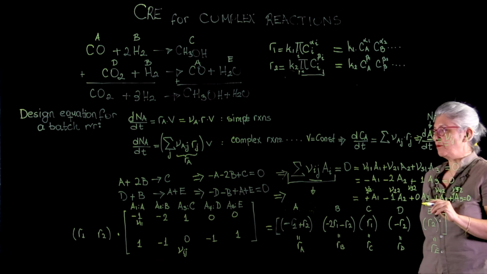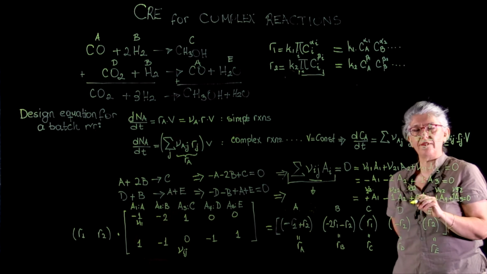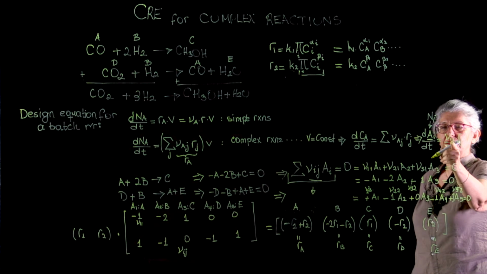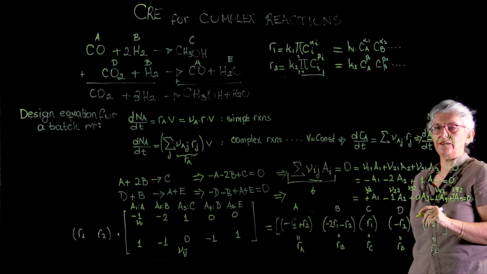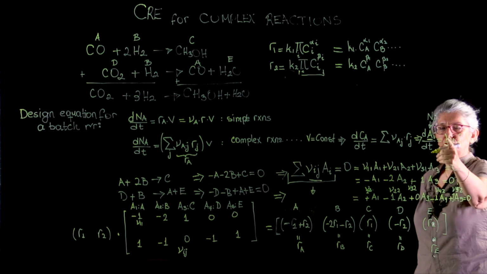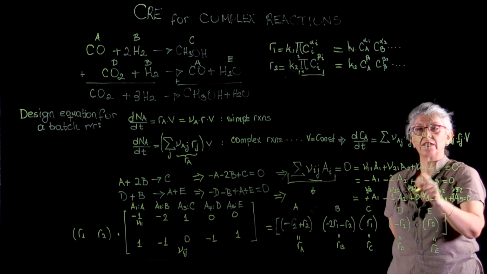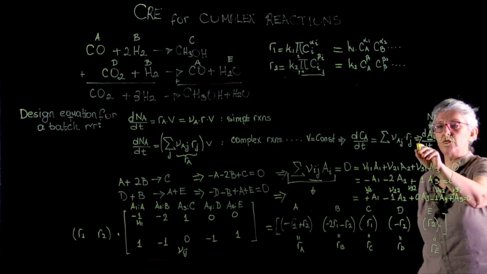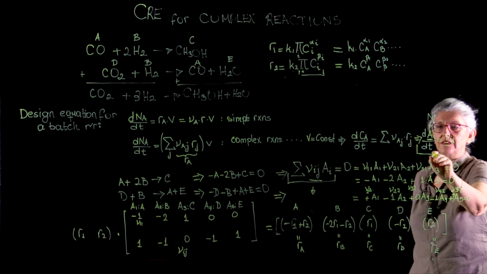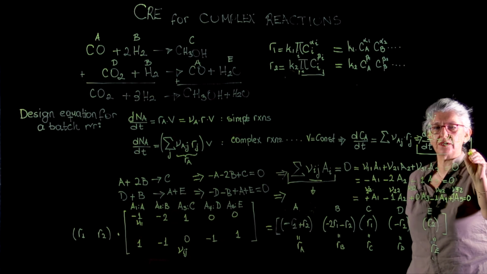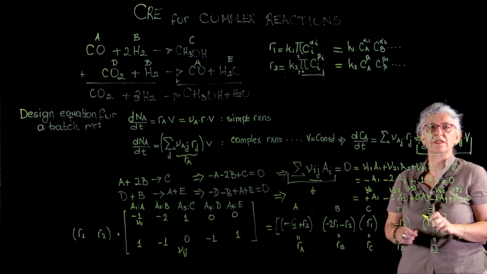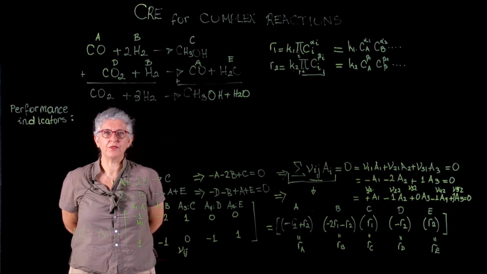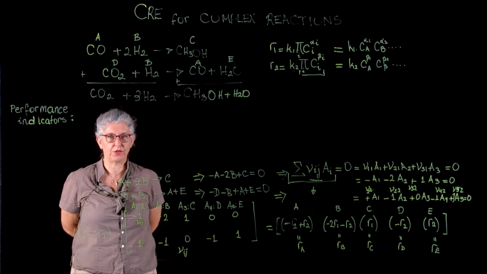I cannot write in boldface on the board, so I have to use a symbolism that reflects that this is a vector. One line underneath represents a vector, two lines represent a two-dimensional vector, which is a tensor. So this is the most general representation of the design equation in vector notation or in tensor notation. In this video, we will learn the performance indicators of a complex reaction network.